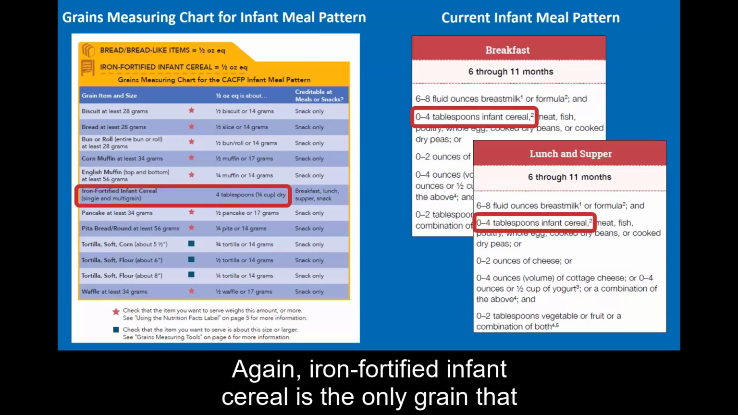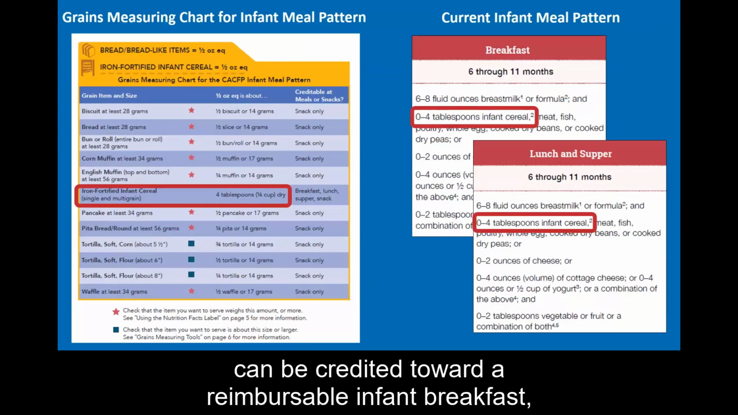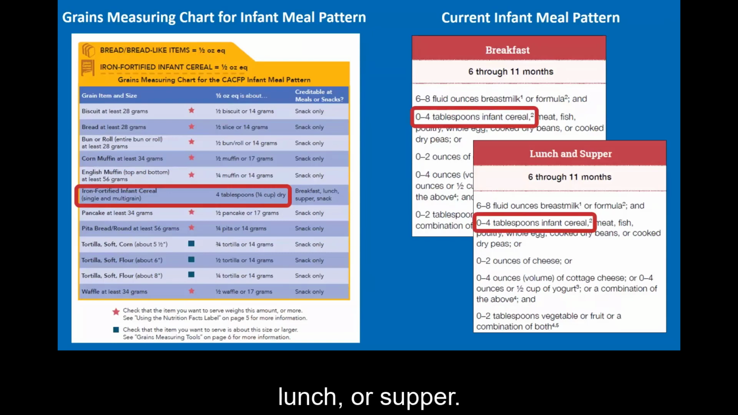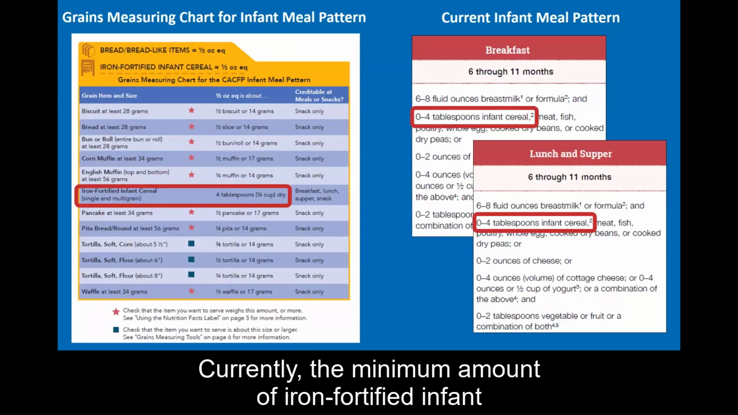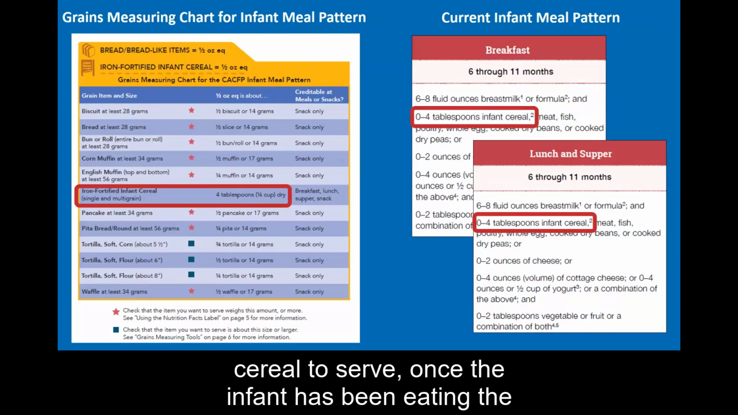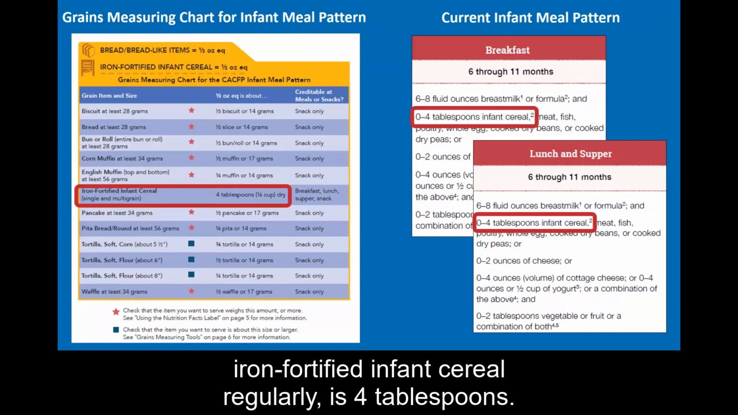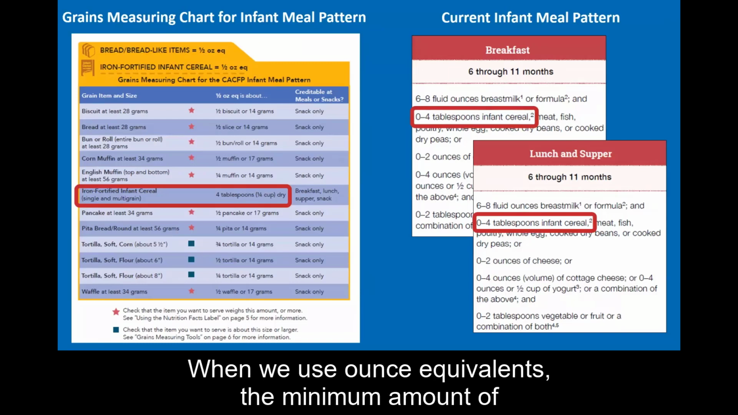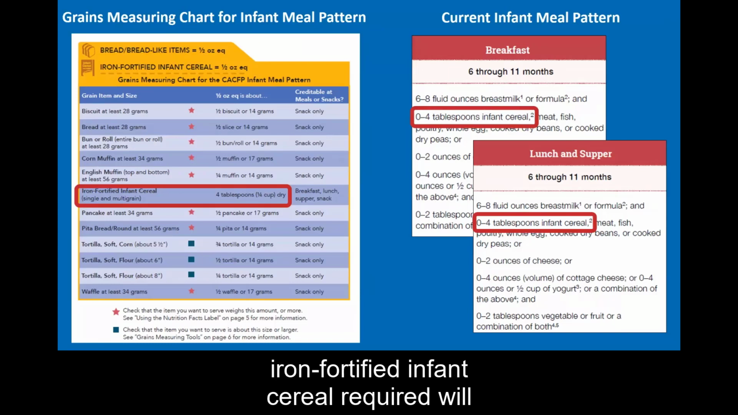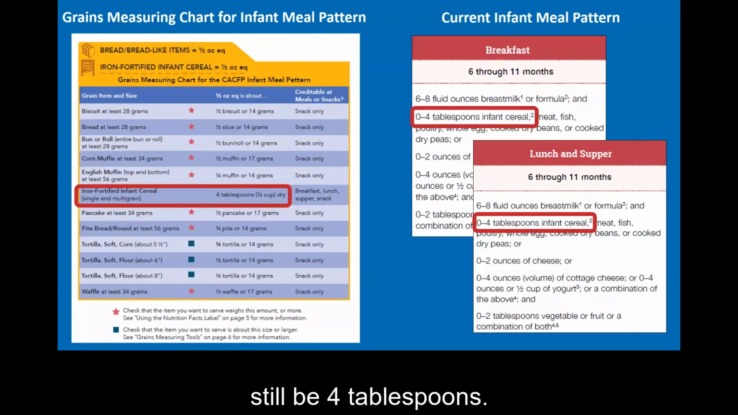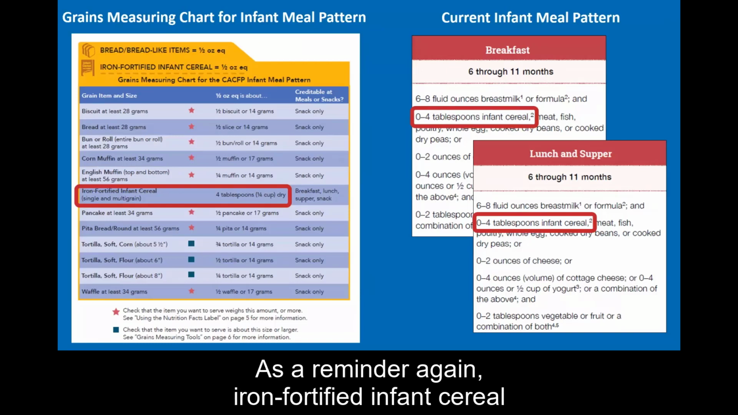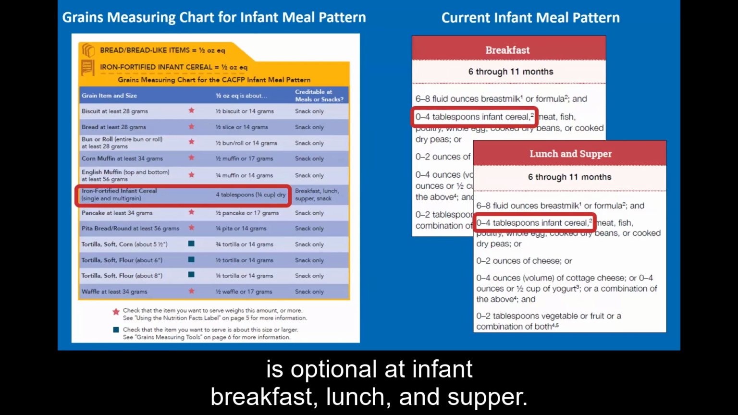Again, iron-fortified infant cereal is the only grain that can be credited toward a reimbursable infant breakfast, lunch, or supper. So currently, the minimum amount of iron-fortified infant cereal to serve once the infant has been eating the iron-fortified infant cereal regularly is 4 tablespoons. When we use ounce equivalents, the minimum amount of iron-fortified infant cereal required will still be 4 tablespoons. So as a reminder, again, iron-fortified infant cereal is optional at infant breakfast, lunch, and supper.